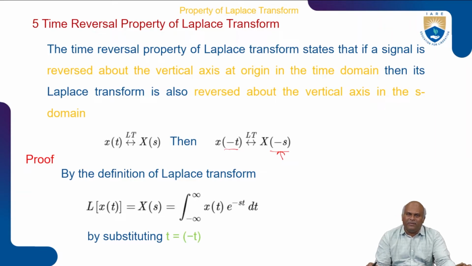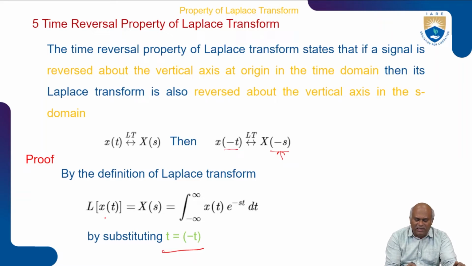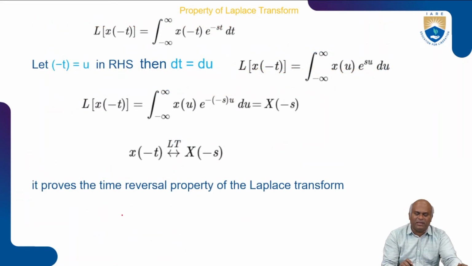Prove. The definition of the Laplace transform is: the Laplace transform of x(t), X(s), equals the integral from minus infinity to plus infinity of x(t) e^(-st) dt. Then we substitute t equal to minus t. Wherever t is present in the x(t) position only, I substitute t equal to minus t. Now I take minus t as u, then dt equals du.